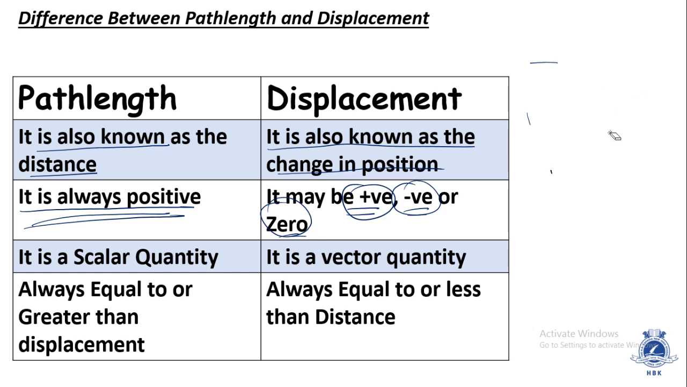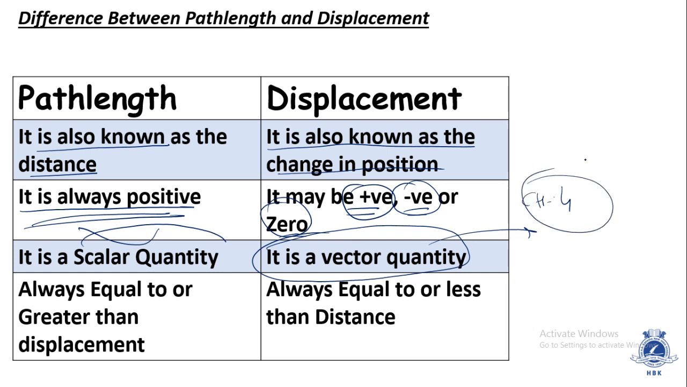Yes, the path length is a scalar quantity. Scalar quantity needs no direction. This is the vector quantity. Vector quantity needs direction to get specified. What are vector quantities? We'll study in chapter number 4. In chapter number 4 we have a lot of detail on vector quantities, and in chapter number 6 also we'll study vectors in detail.